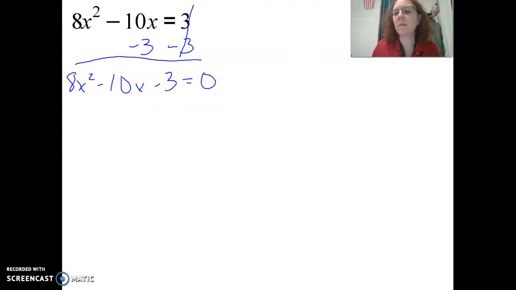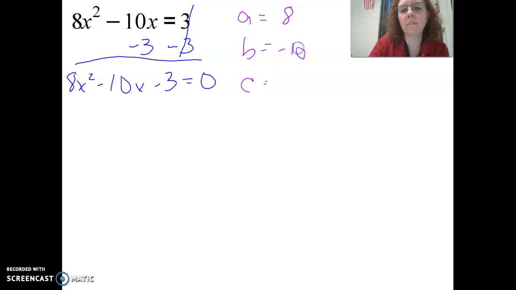Okay, so let's see what we can do. First thing we want to do when we factor, obviously, is look for a GCF. In this case, there's no GCF of all of them. So I'm going to do a, b, and c. So a equals, b equals, c equals. All right, a is 8. It's the one on the x squared. B is negative 10. C is negative 3. A times C, 8 times negative 3 is negative 24.